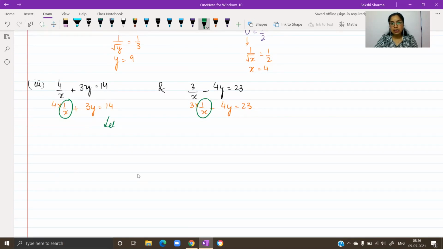So if I take 1 by x as, let us say, p, then my equations will be 4p plus 3y equals to 14 and 3p minus 4y equals to 23. Earlier the equations were not linear equations and now they are linear equations. But if you want, you may replace y, but keep in mind y is not causing any trouble at all.